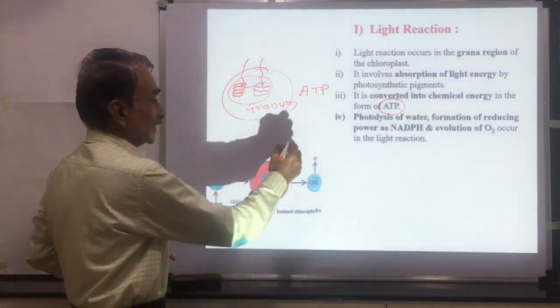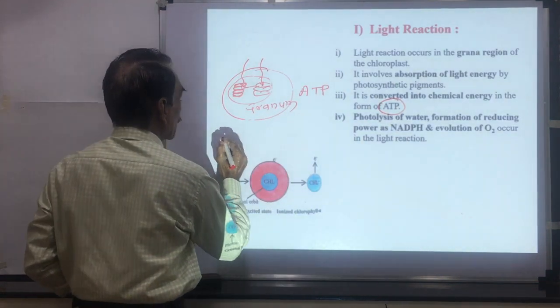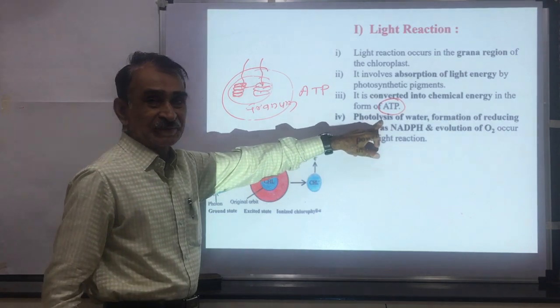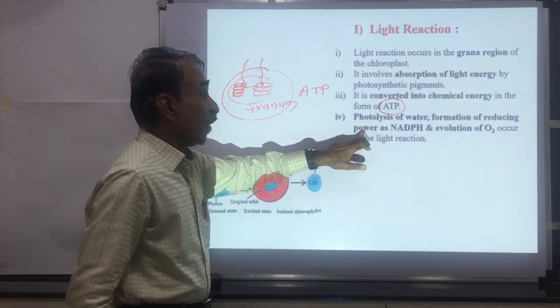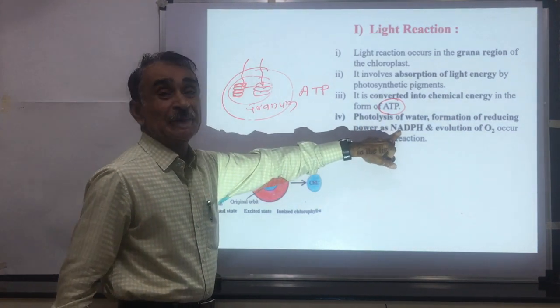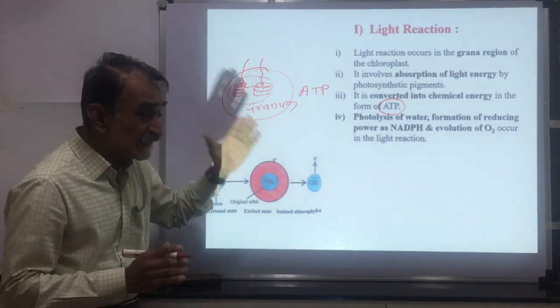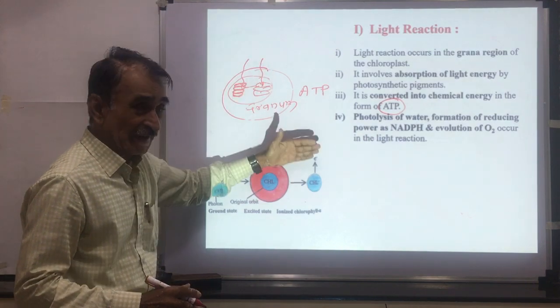light reaction. Just now we have seen photolysis of water. There is a breakdown of water, breakdown of water in the presence of light. Formation of reducing power as NADPH. Evolution of oxygen. This occurs in the light reaction.